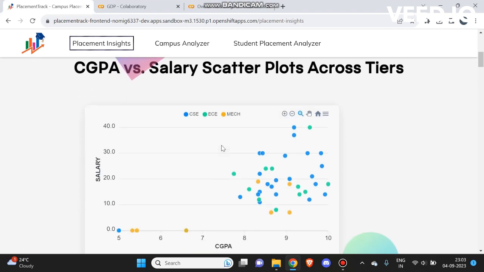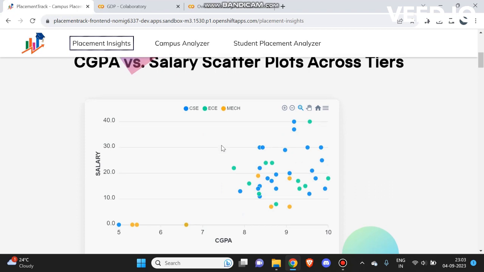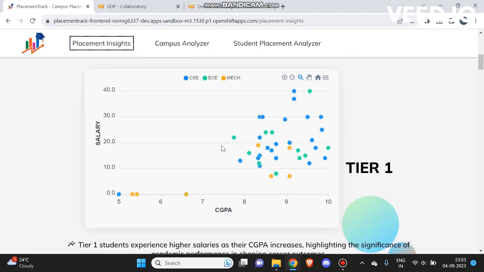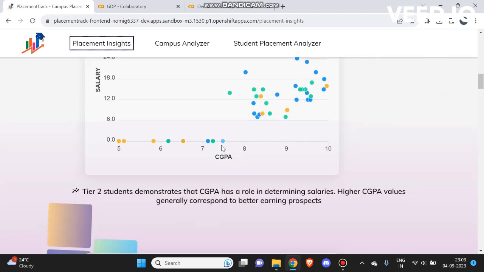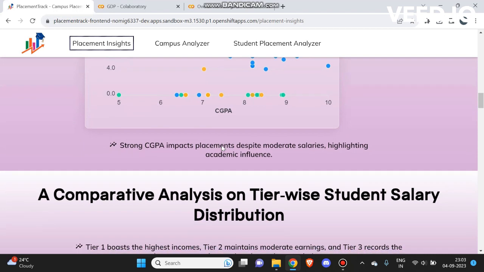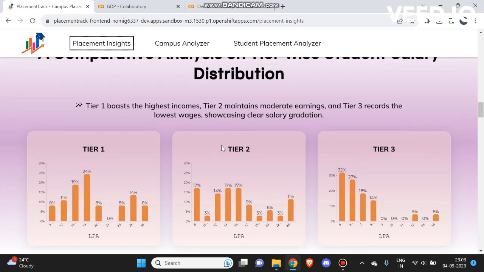So the first graph is a scatter plot between the CGPA and salary. If you carefully observe, CGPA is one of the most influencing factors. That is, if the student's CGPA is higher, then they are going to get a higher package. This is the same for tier 1, tier 2 and tier 3 college students. And then the next graph.